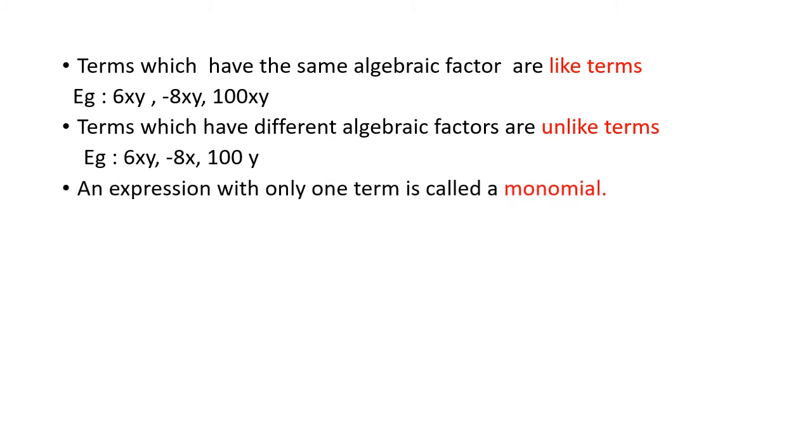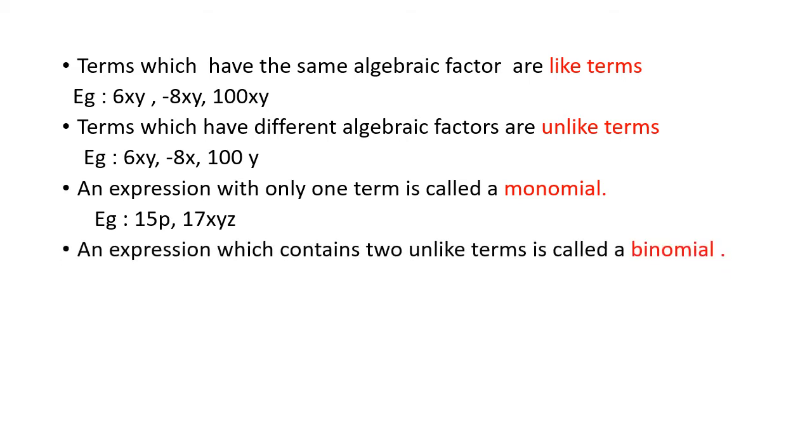Then about types of expression. See, an expression with only one term is called a monomial. So we are going to classify polynomials according to the number of terms. An expression with only one term we can call a monomial. Example, say 15p, 7xy. I hope you know the difference between terms and variables, right? Here there are two expressions, 15p and 7xy. Each expression has only one term, so we can call them monomials.